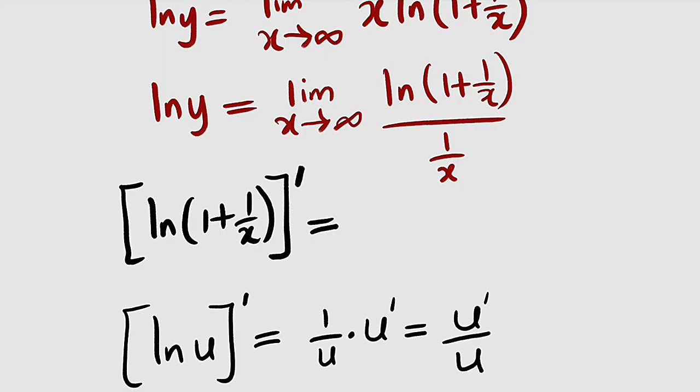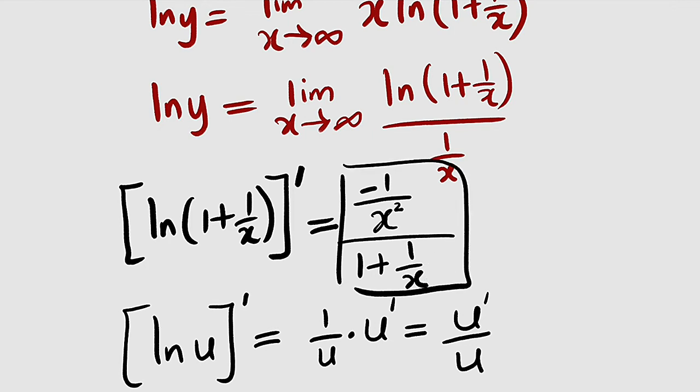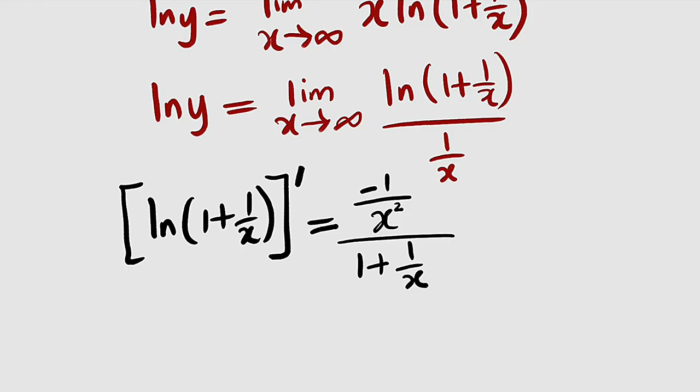So let's differentiate it first. What is the derivative of 1 + 1/x? The derivative of 1 is 0, but the derivative of 1/x is negative 1 divided by x squared. So we have negative 1 divided by x squared. Then we divide by the whole function, which is 1 + 1/x. This is just the derivative of the top. Let's go to the bottom. The bottom is 1/x.